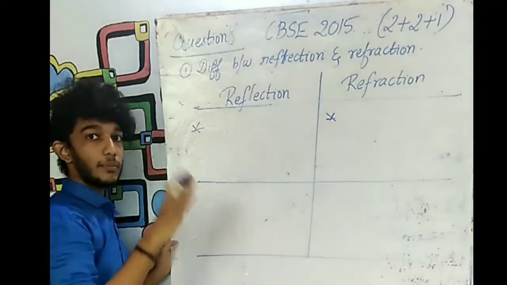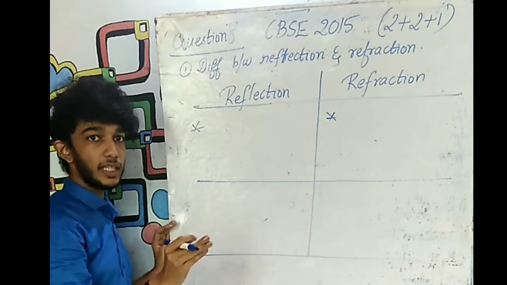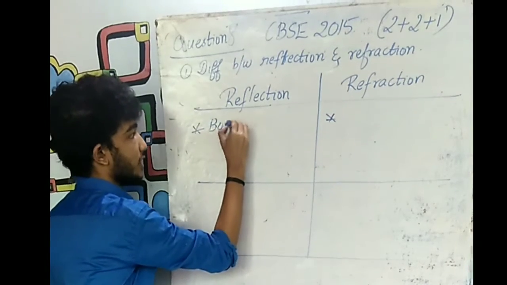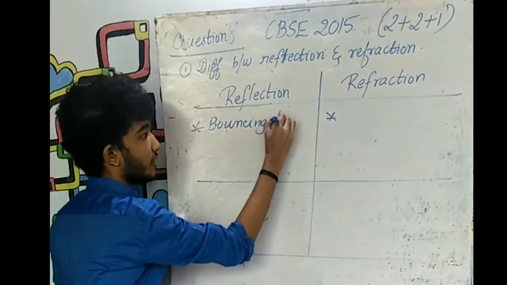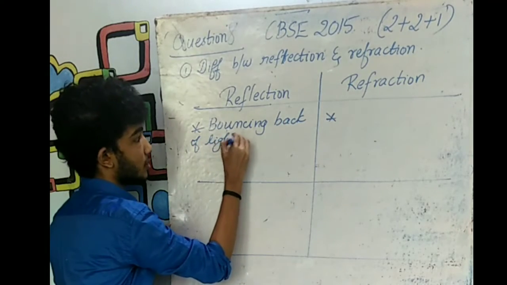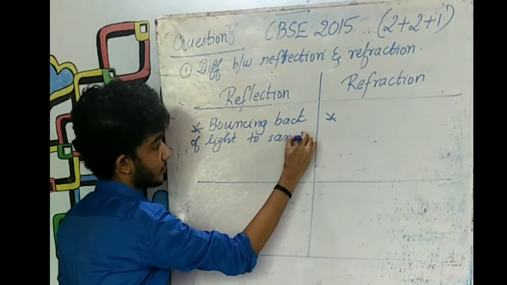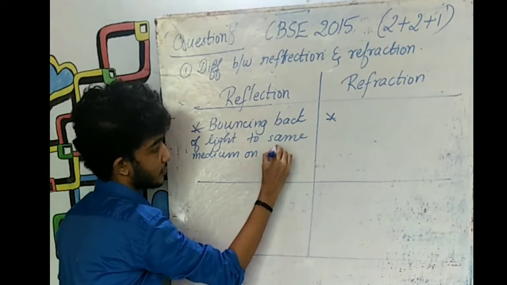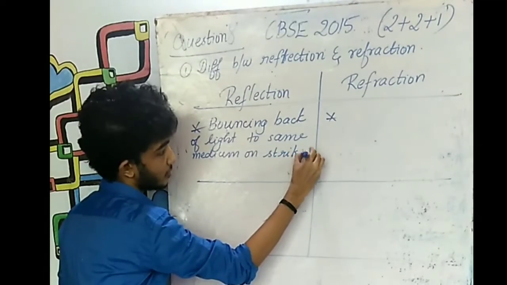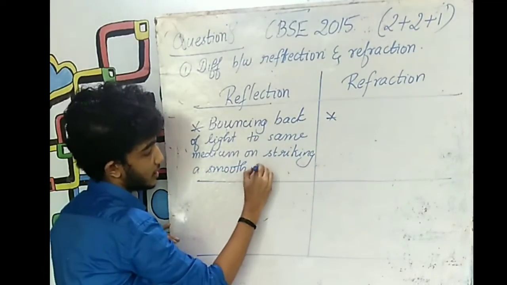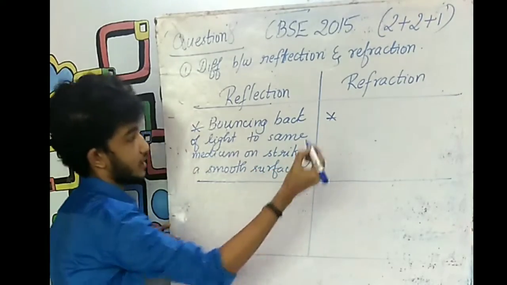Reflection means what? The bouncing back of light to the same medium on striking a smooth surface. So write that over here. Bouncing back of light to the same medium on striking a smooth surface is known as reflection of light.